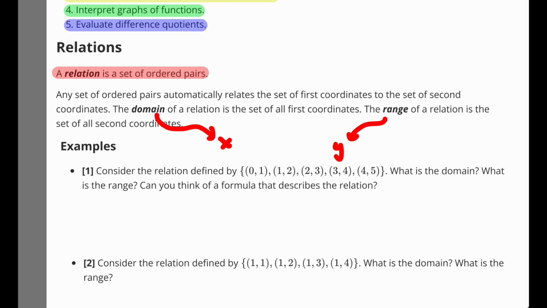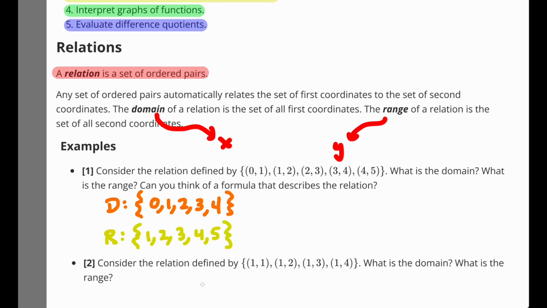All right, next it says consider the relation defined by (0,1), (1,2), (2,3), (3,4), (4,5). What is the domain? So the domain, I'm just going to write a D here with a colon, is basically all of the first values, all those x values. It's always going to be x, y. So in this case, it's going to be 0, 1, 2, 3, and 4. So that's essentially all of the first numbers that are in those relations. And then the range is all the second values. So we're going to have a 1, a 2, a 3, a 4, and a 5. And we're going to use curly braces to open and close those sets of numbers.